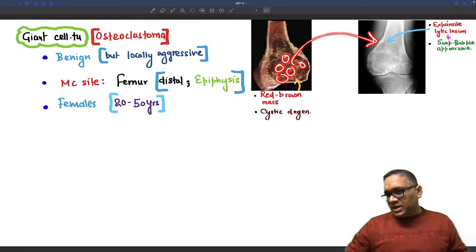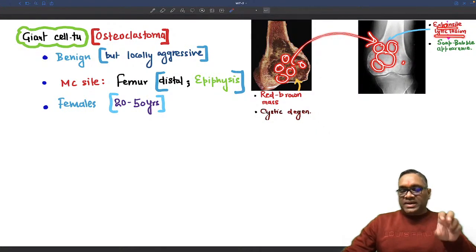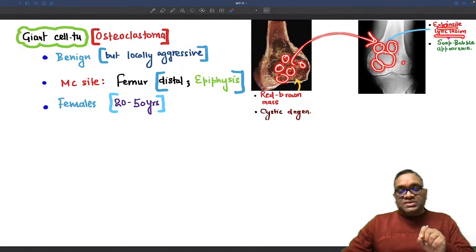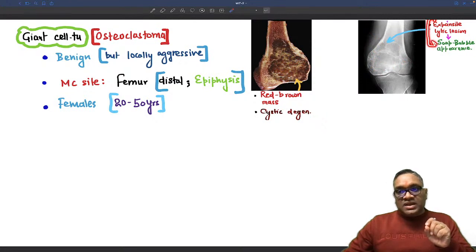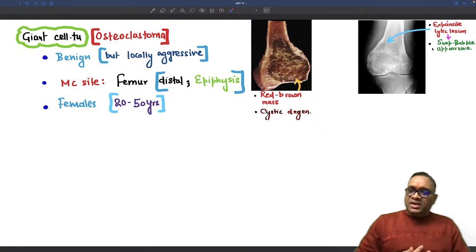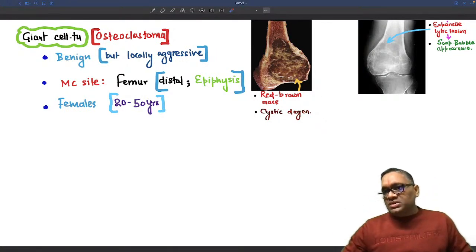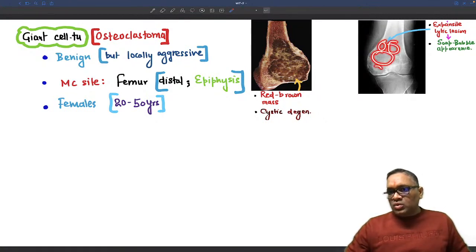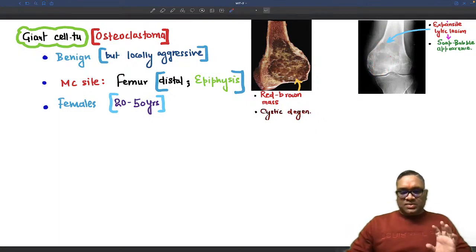Because of this cystic lesion, when you are going to see the X-ray, now you can see there are so many cystic areas or opaque areas that give you a soap bubble appearance. So these are expansile lytic lesions, and because of these expansile lytic lesions, they are giving you a soap bubble appearance on X-ray examination. So red brown mass, cystic degeneration, right? And then on radiological examination, because these masses are expanding and they have lytic lesions giving the soap bubble appearance, that is the giant cell tumor, right?